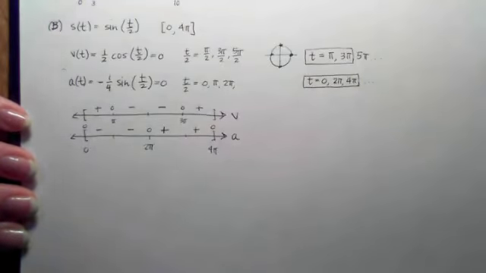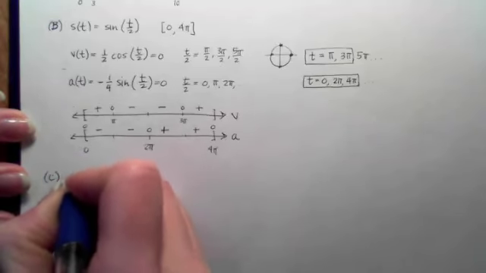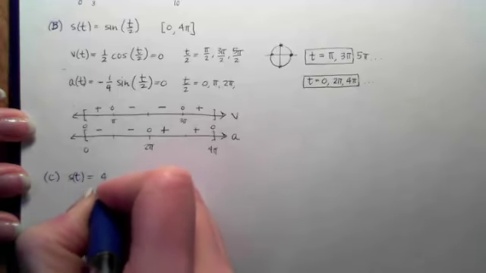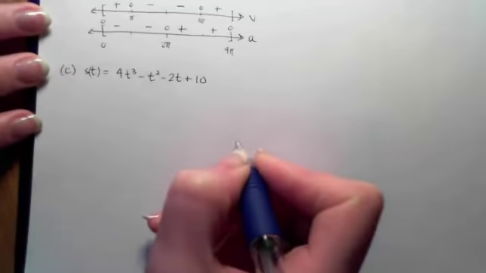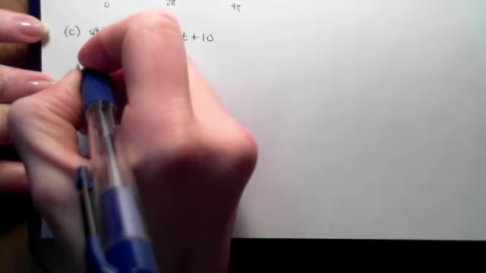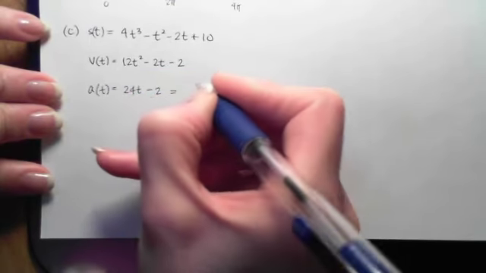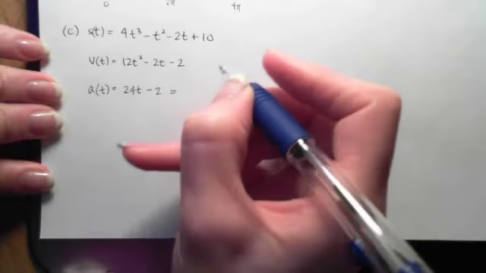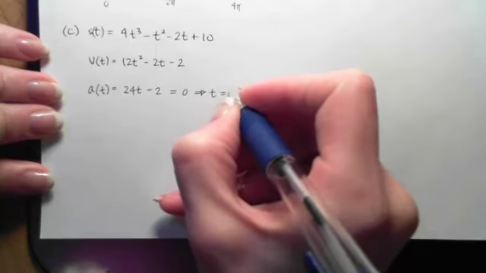Last one, part C. Part C is another polynomial version. So we have s of t, or my position, is 4t cubed minus t squared minus 2t plus 10. My velocity is the derivative of that, and my acceleration is the derivative of that one. I'm again interested when these equal 0. So this will equal 0 when t is 1/12.